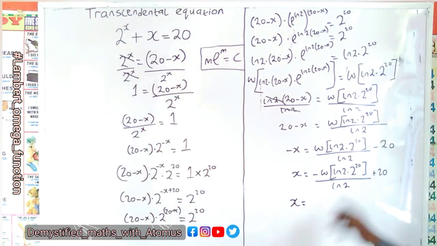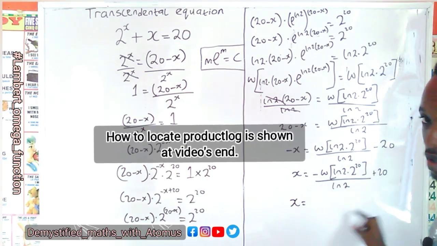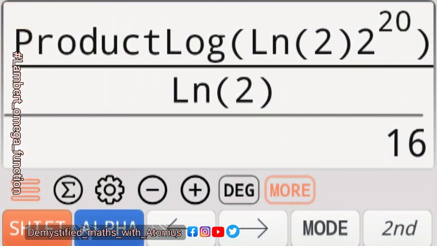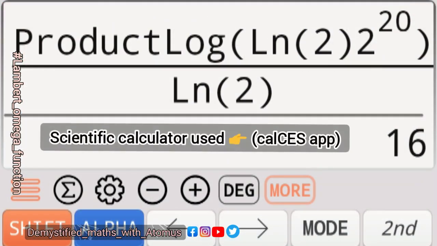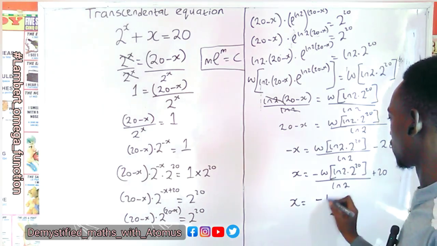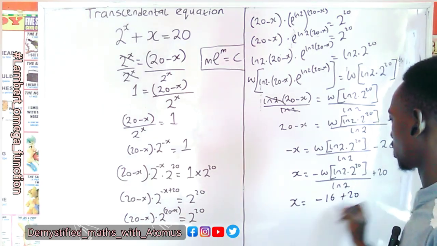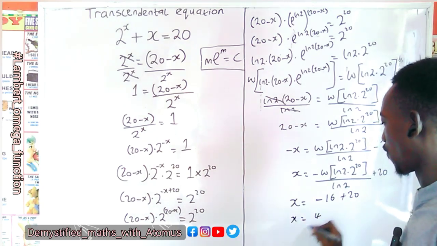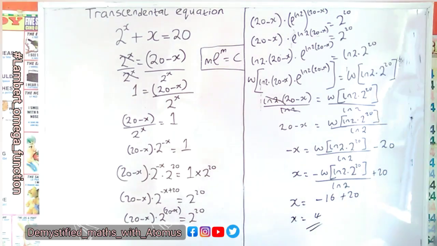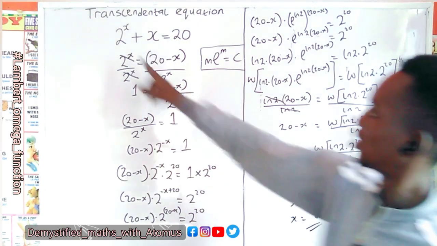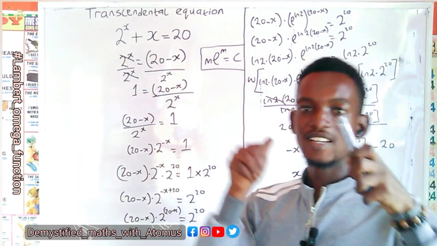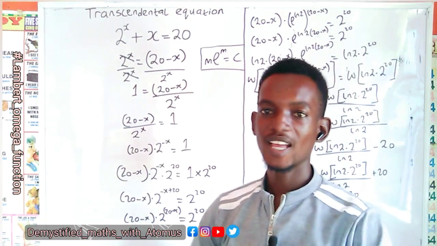Now we input this directly into our calculator. I'll show you how. So the Lambert function of ln 2 times 2 raised to the power 20, divided by ln 2, will give us what? 16. Negative 16 plus what? 20. Then x equals negative 16 plus 20, which is what? 4. Our final answer. x equals what? 4. 2 raised to the power 4 is what? 16. 16 plus 4 is what? 20. Yes, as simple as ABC.